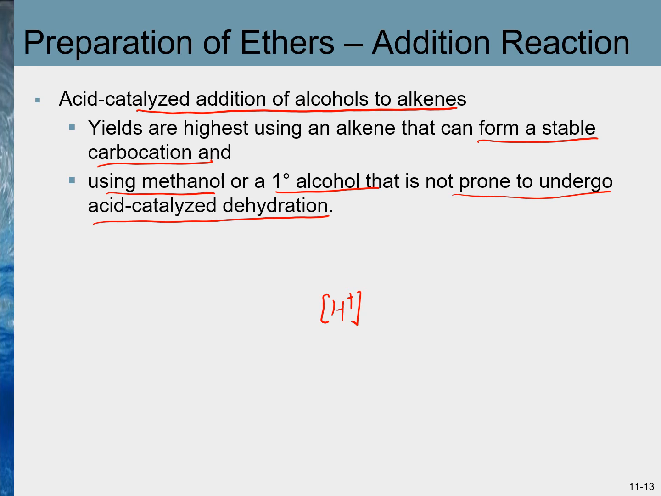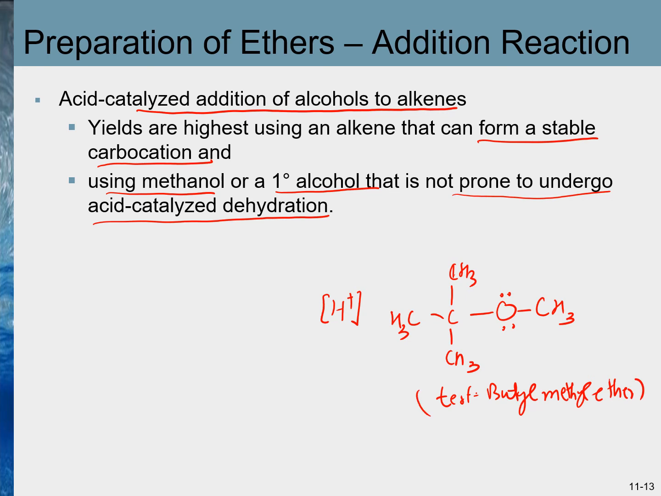An example of this reaction is the commercial synthesis of tertiary butyl methyl ether. So tertiary butyl methyl ether is an ether in which one alkyl chain is a methyl group, and on the other side of oxygen we have a tertiary butyl group. So this ether is known as tertiary butyl methyl ether.